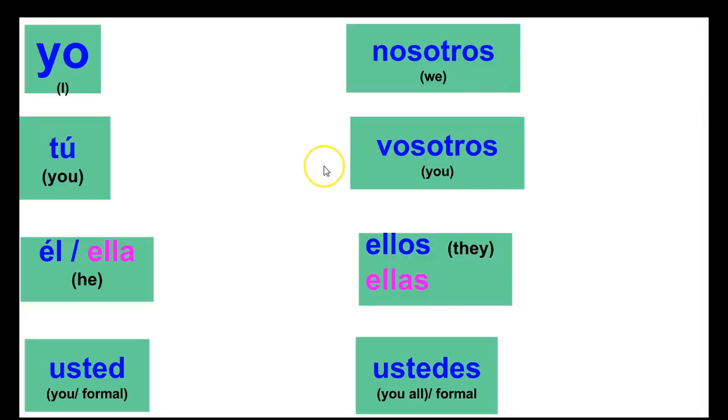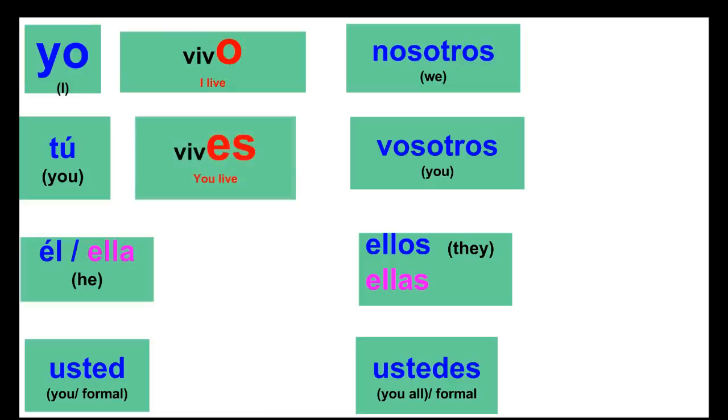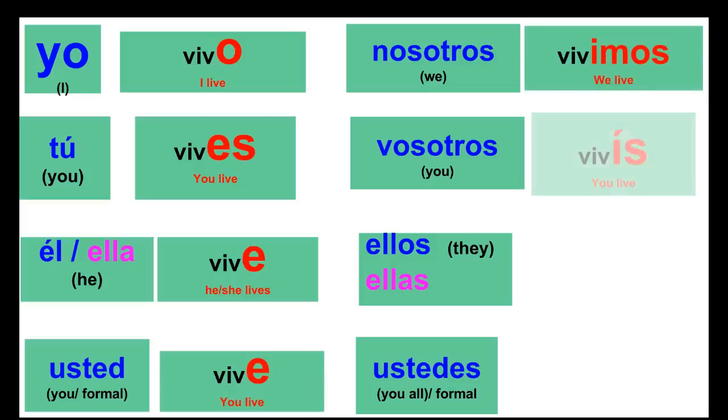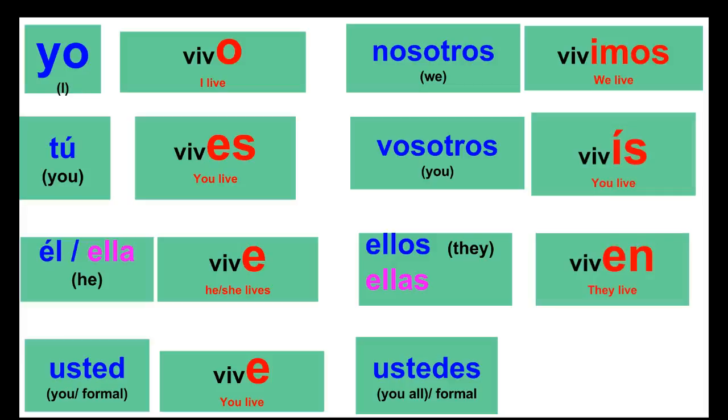So here we're going to conjugate the verb vivir. If it starts with yo, it ends in O. The most important thing you do is drop off the IR. Yo vivo. Tú vives. Él, ella vive. Usted vive. Nosotros vivimos. Vosotros vivís. Ellos, ellas viven. And ustedes viven.